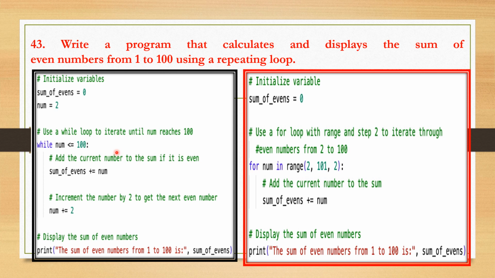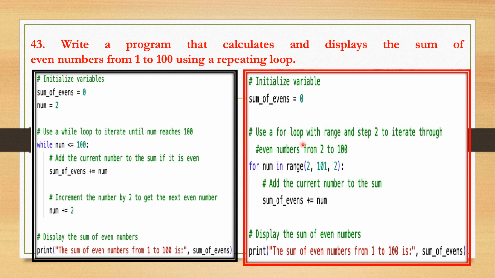So inside this loop, we add the current num to sum_of_evens, and which ensures that we get the next even number in each iteration, and the loop continues until the num reaches 100 and then it terminates. And finally, we use a print function to display the message: sum of even numbers from 1 to 100 is sum_of_evens, where sum_of_evens is the calculated sum. And by using a while loop and incrementing the number by 2 in each iteration, we iterate through even numbers from 2 to 100 and accumulate their sum.